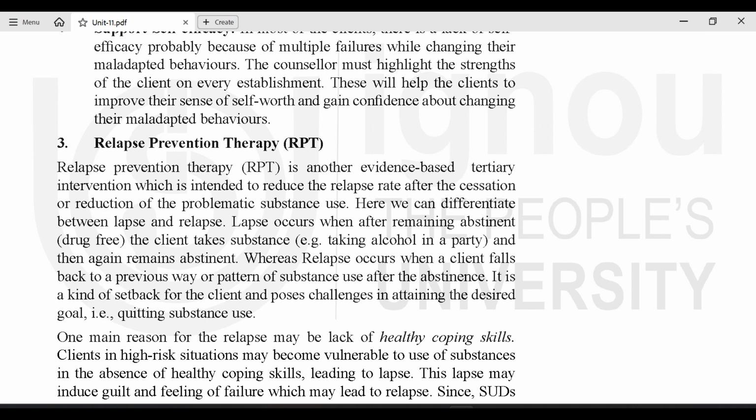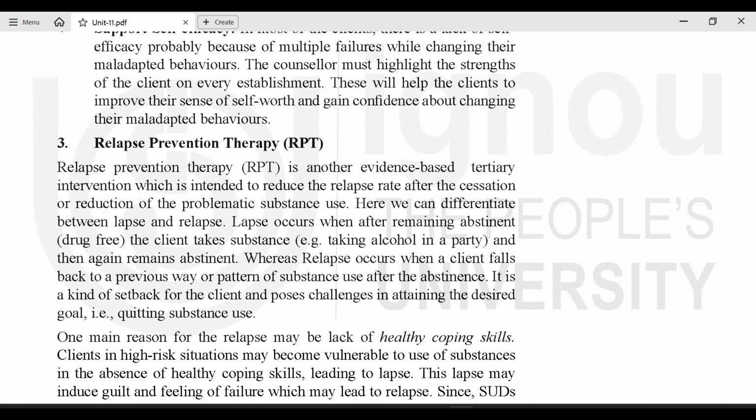3. Relapse prevention therapy, RPT. Relapse prevention therapy, RPT, is another evidence-based tertiary intervention which is intended to reduce the relapse rate after the cessation or reduction of the problematic substance use. Here we can differentiate between lapse and relapse.